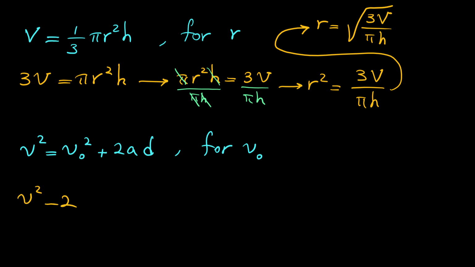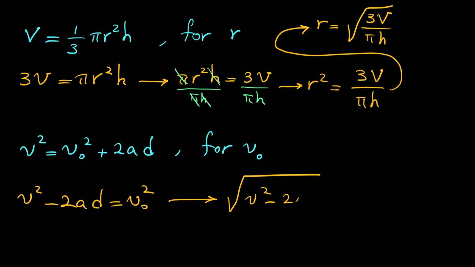v2 minus 2ad is equal to v0 to the 2. Then, from this equation, if we take a square root from both sides, then a square root of v to the 2 minus 2ad is v0. But attention here, v0 is the initial velocity. And initial velocity can be positive or negative, because velocity is a vector and it can be positive or negative. So it's a good idea to put a plus minus for the radical. So v0 is plus minus radical v to the 2 minus 2ad.